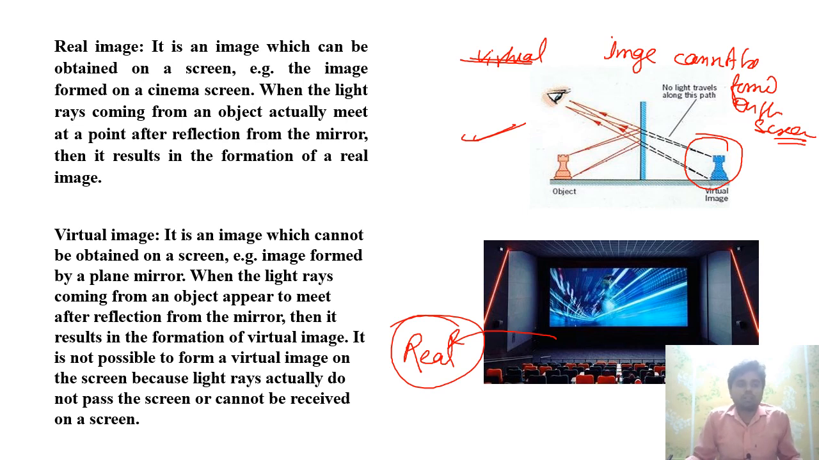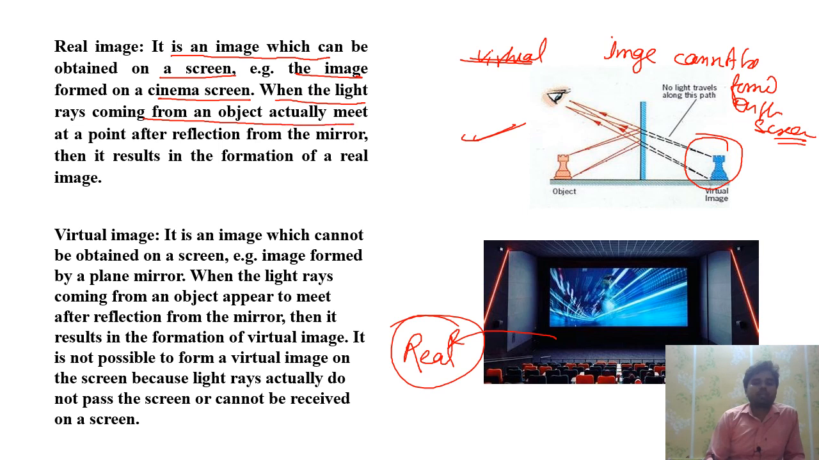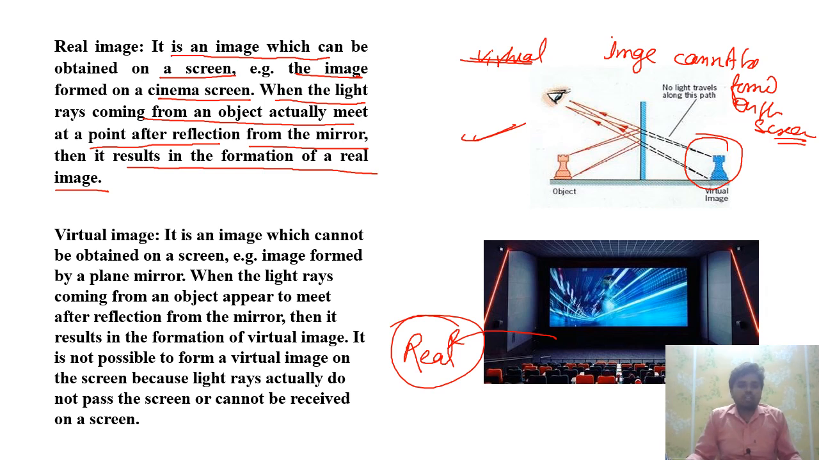So I think the difference between the real image and the virtual image is clear to you. You may also take some points from here. The real image is an image which can be obtained on a screen, like the image formed on the cinema screen. When the light rays coming from the object actually meet at a point after reflection from the mirror, it results in the formation of a real image.